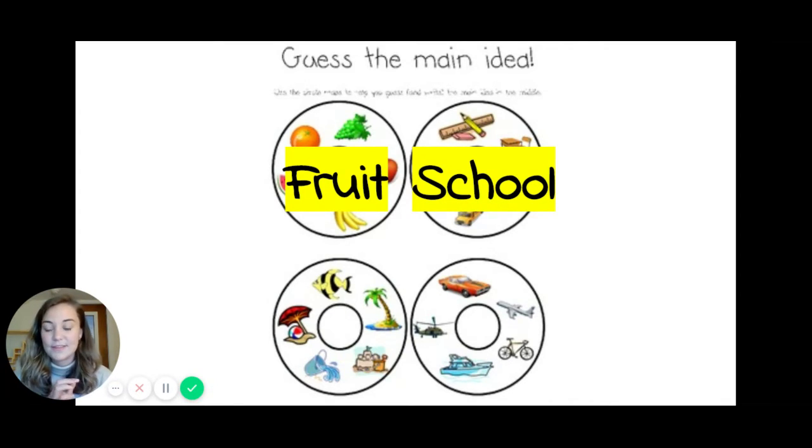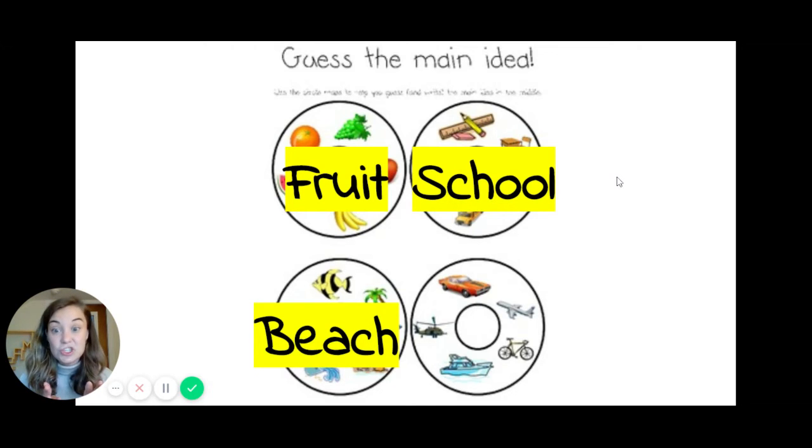You know what I thought of? The beach, right? All those things are things that you could find at beaches, right? Sand for building sandcastles, a palm tree, the fish you could find. Those are all things that could be found in one place. So the main idea of all of those objects together would be the beach. All right, so now we have one more.